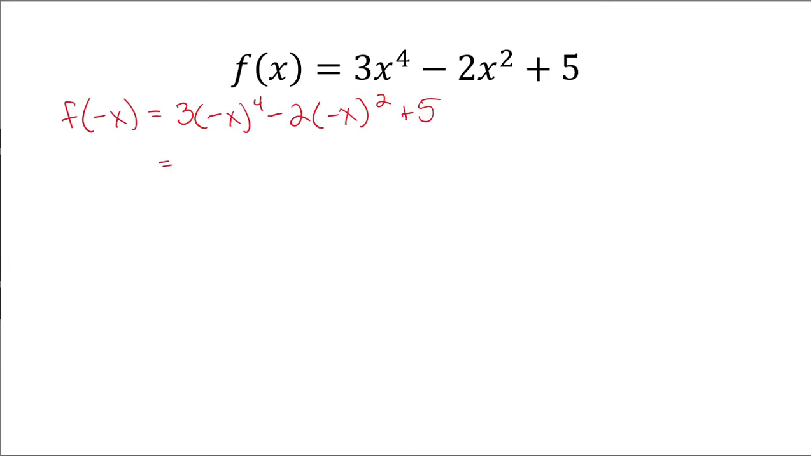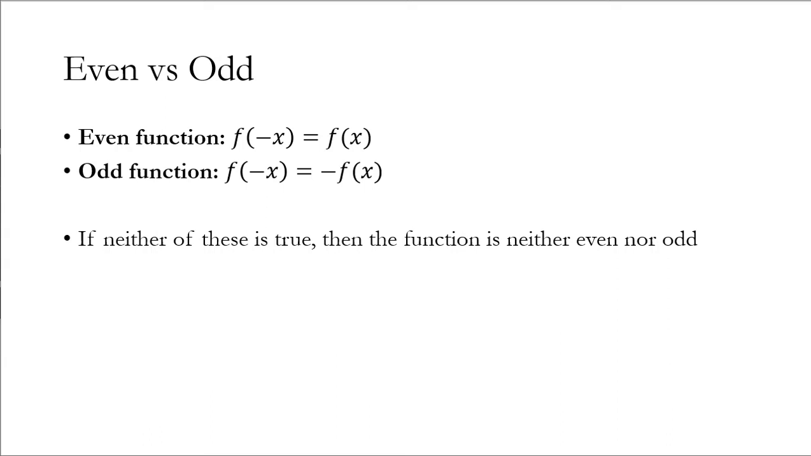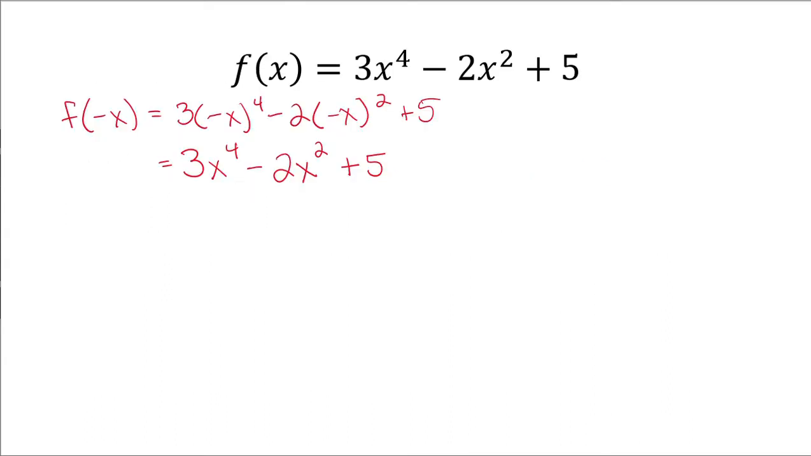All right, negative x to the fourth, that is still x to the fourth. Negative x squared, that's still x squared, so the signs are going to stay the same there. And the 5 obviously doesn't have a variable. So if we go back to our even and odd functions, we see that if it stays the same, it's even. If every sign changes, then we know that it's an odd function. So we're going to look at this one. We're going to compare the original to our new one when we plugged in negative x, and we see that it is the same, which means this is an even function.